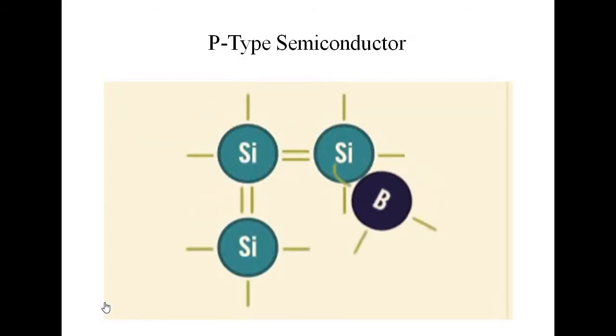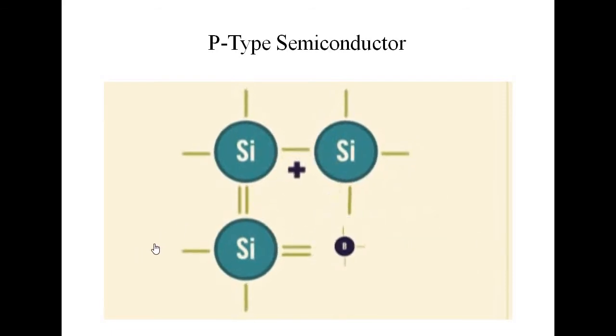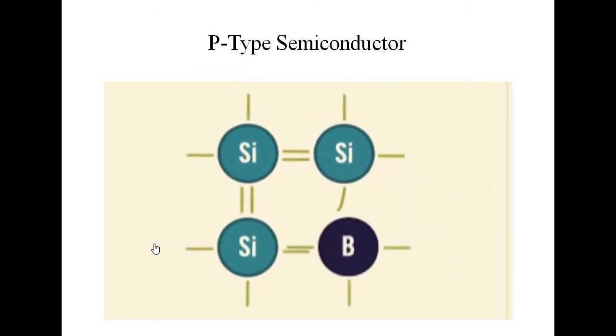Now this is the generation of p-type semiconductor. The central silicon atom is replaced by boron, which has 3 electrons in the outermost shell. So out of these 4 silicon atoms, it recombines with the 3 electrons of the boron atom and 1 is remaining. So this creates the hole.